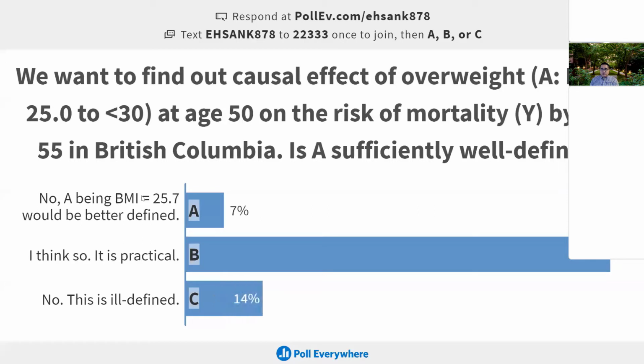So it is true that if you had a very specific, well-defined treatment, that would be the best. But generally speaking, in practice, that is not possible. If you are trying to have every person in your sample with BMI equal to 25.7, you will probably end up with only a few people in your sample, right? So you have to allow some variation following some sort of pragmatic definition. So you may think that this is a well-defined study. This BMI overweight, whatever the definition, 25 to 30, is a practical definition, right?